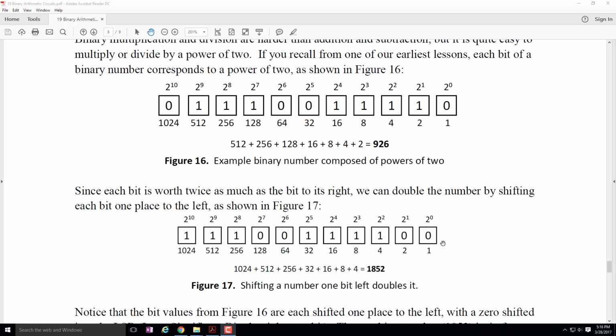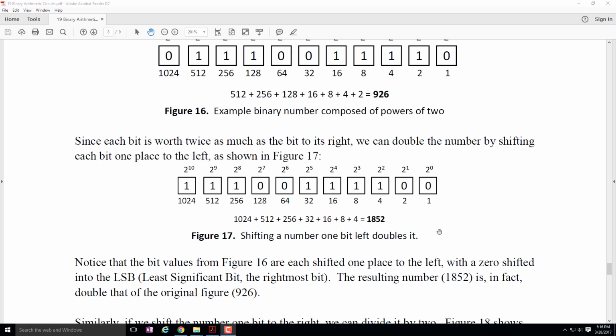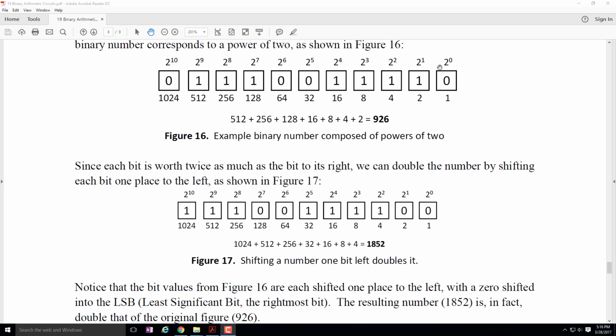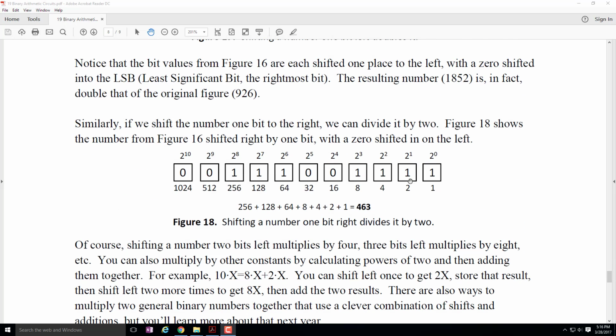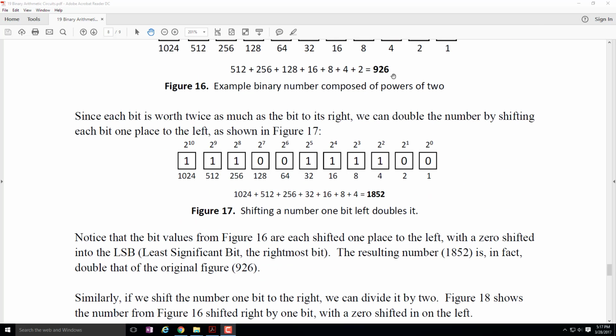We can also, of course, shift the number to the right. If we shift that same number, figure 16, to the right, shifting every bit one place to the right, we end up with figure 18. The 0 that used to be here is shifted out, and a 0 shifted in. It was not the same 0. We'll shift a 0 in here regardless of what shifts out over here. And when we shifted it to the right, we ended up with 463, which was, in fact, half of 926.